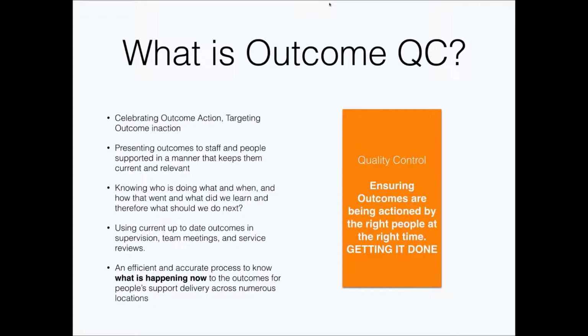Outcome quality control is an efficient and accurate process to know what is happening right now to the outcomes for people's support delivery across numerous locations. There's no lag; it's not going to take us months to get an organizational picture of what's going on. Quality control for an organization is being able to see what's going on right now.